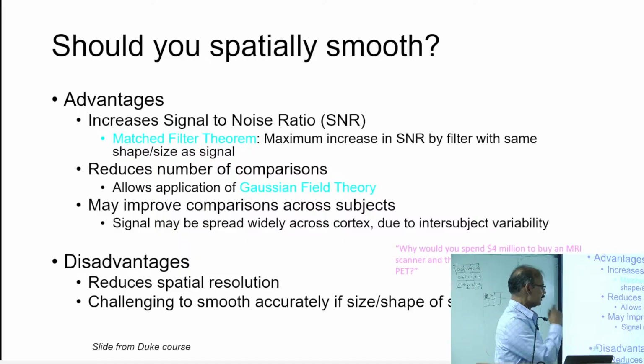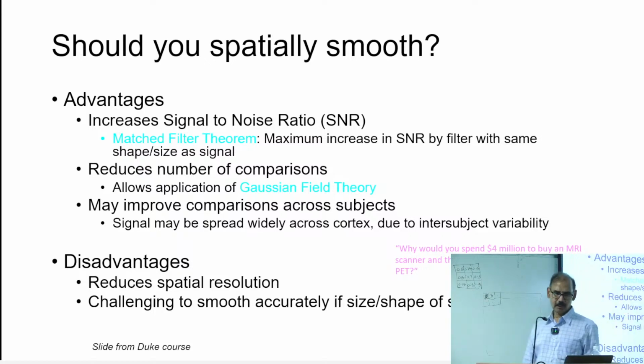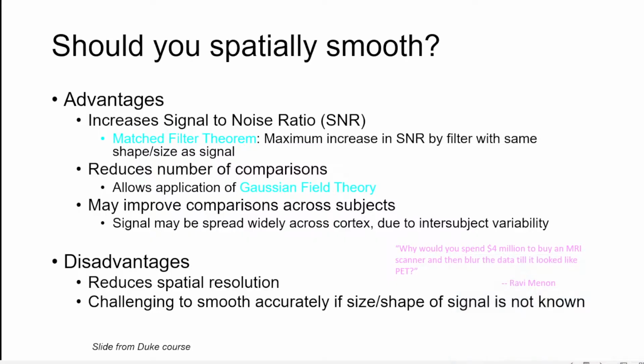And so there is this quote by a famous physicist called Ravi Menon, and his point is, why would you spend $4 million to buy an MRI scanner, then blur the data to make it look like a crappy PET image? Right?